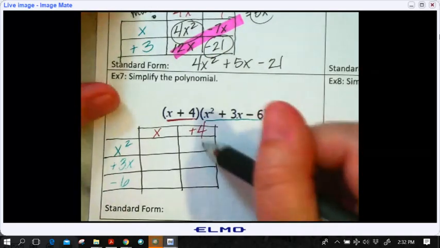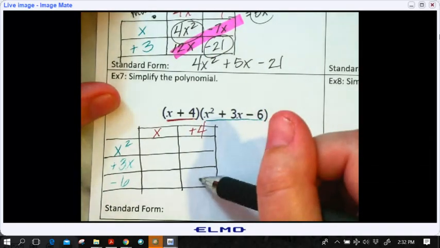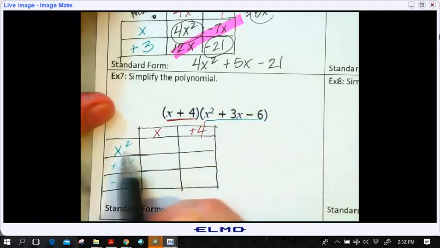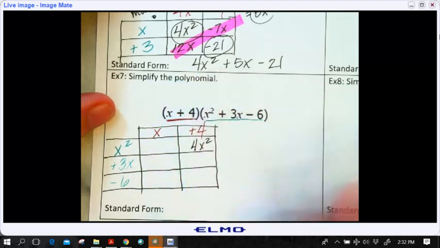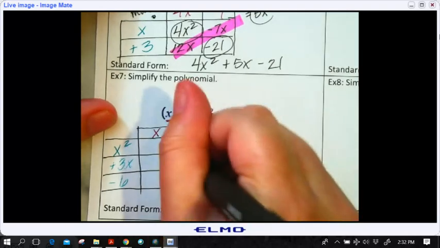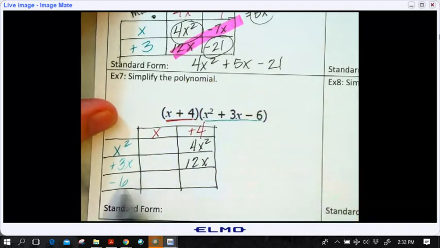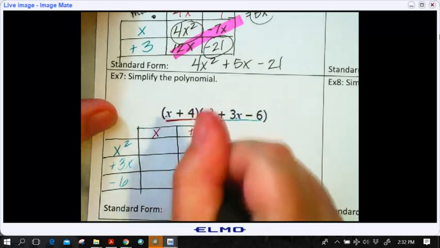Okay, so if you want, I'll start on this back side. x squared times 4 is 4x squared. 3x times 4 is 12. 3 times 4 is 12. Keep the x. Negative 6 times 4 is negative 24.